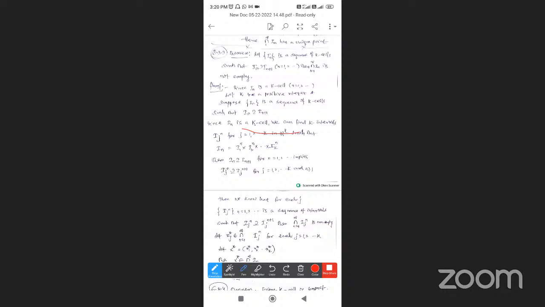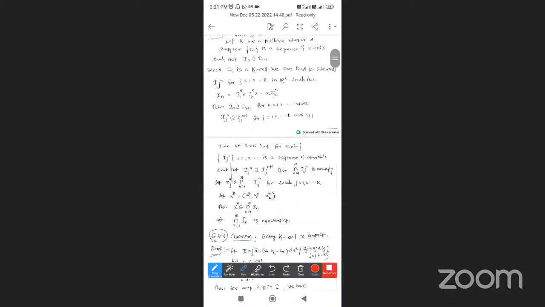Suppose I_n is a sequence of k-cells such that I_n is a superset of I_{n+1}. Since I_n is a k-cell, we can find intervals I_j^n, for j equal to 1 up to k, in R^k, such that I_n is equal to I_1^n cross I_2^n cross and so on, cross I_k^n. So clearly I_n is a superset of or equal to I_{n+1}. So I_j^n is a superset of I_j^{n+1} for j equal to 1 up to k, and n greater than or equal to 1.